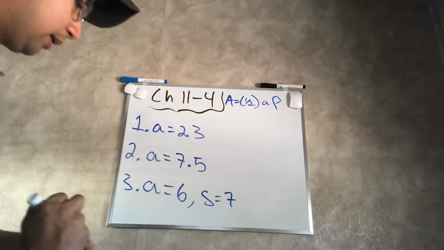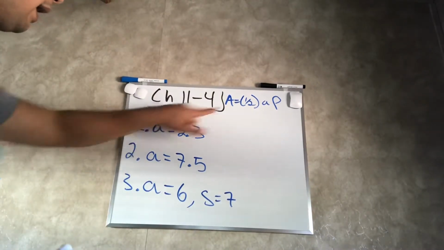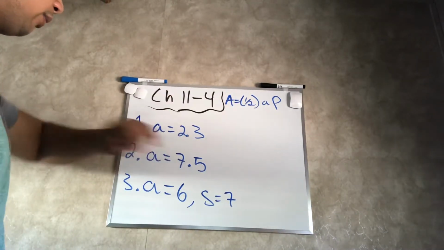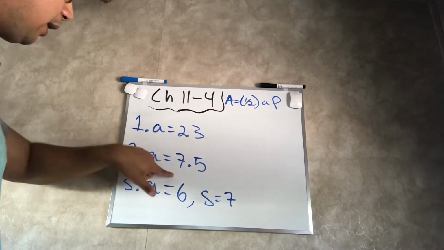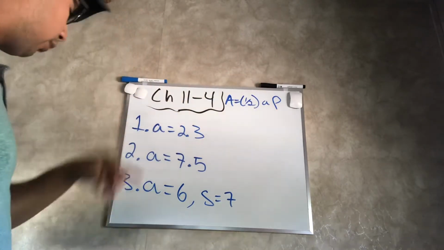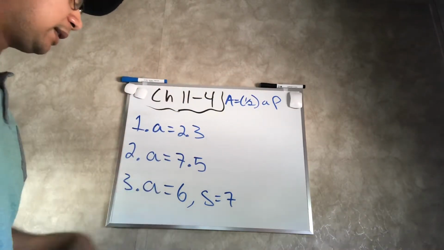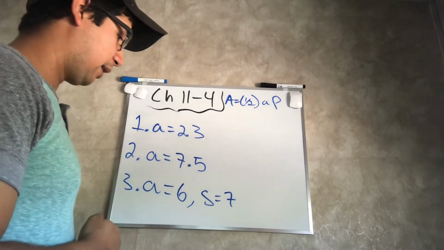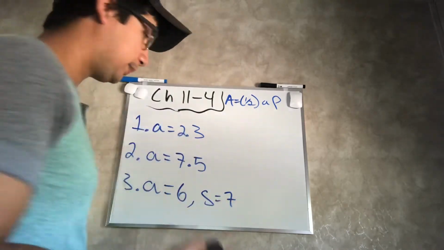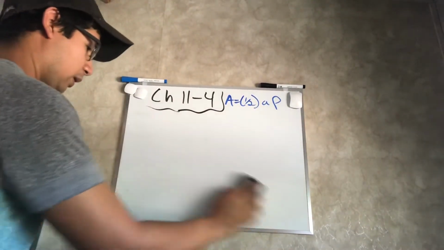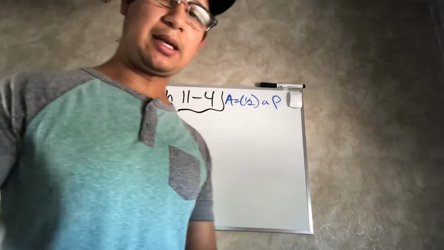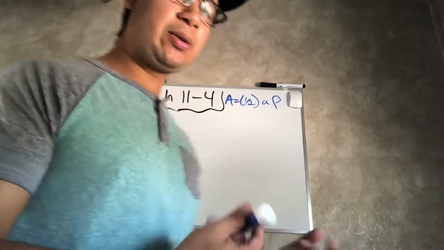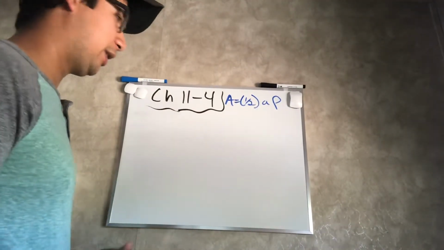So for number 1, your A for the formula equals 2.3. For number 2, your A equals 7.5. Number 3, it's given to you: A equals 6. But you do need the side, and the side is going to be 7. Now I'm going to show you how to solve for A, just in case you want to know. And well, it is kind of my job, I'm a teacher.